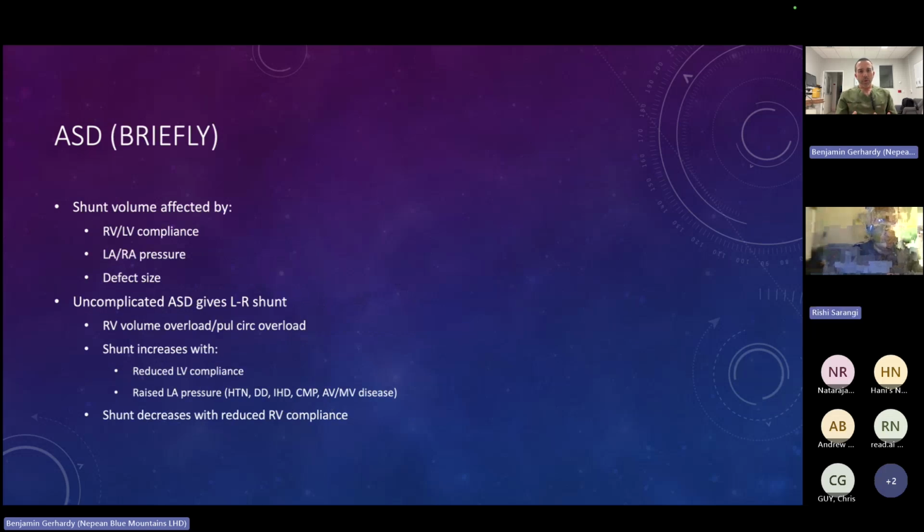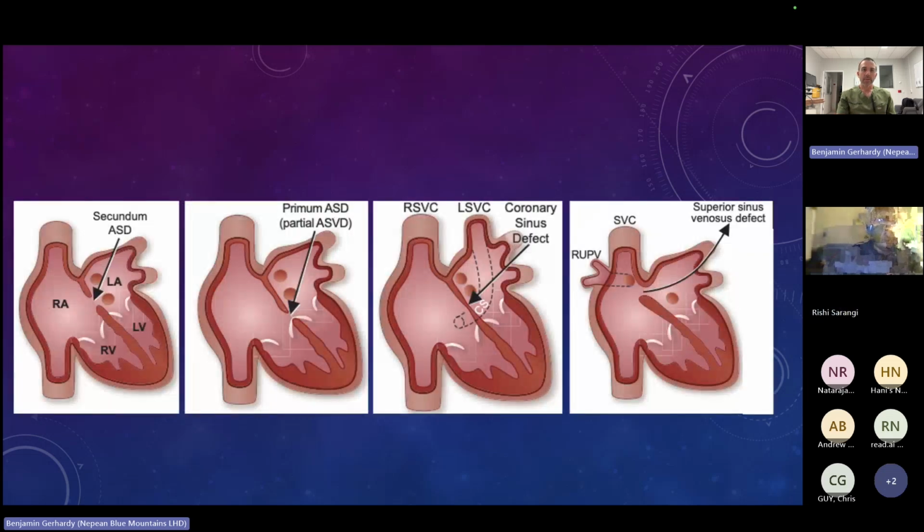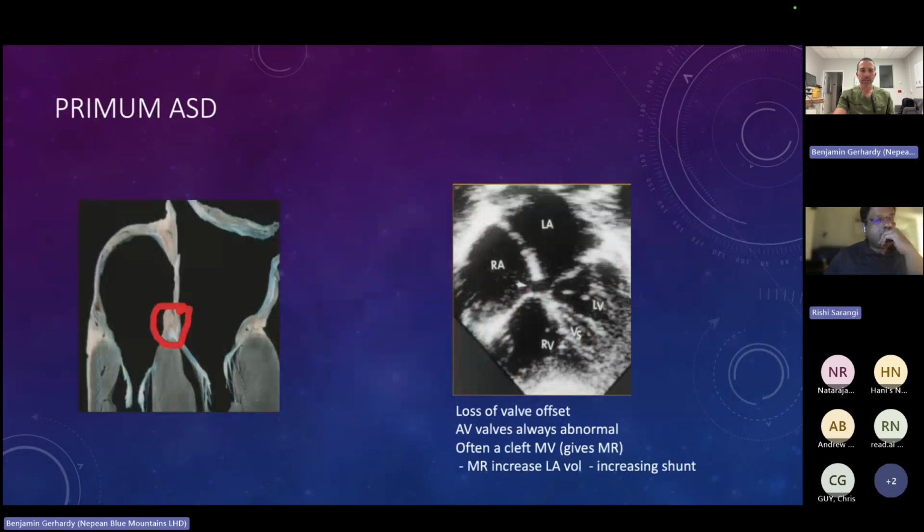Again, I'm not going to labor over the shunt volumes and the complications of ASDs because there'll be other talks about that. But there's the anatomy of them. So where you get a secundum, where you get a primum. A primum is also called a partial AV canal defect, then coronary sinus defects, and the venous sinus defects.